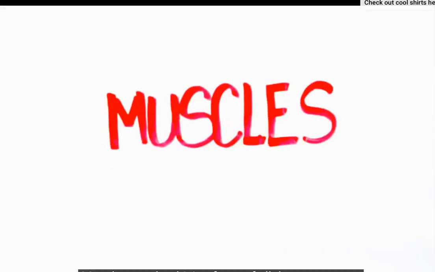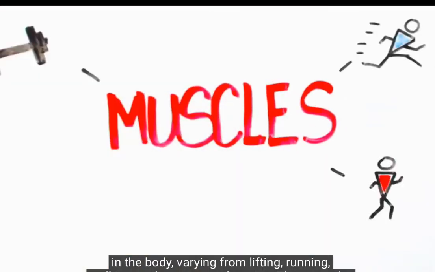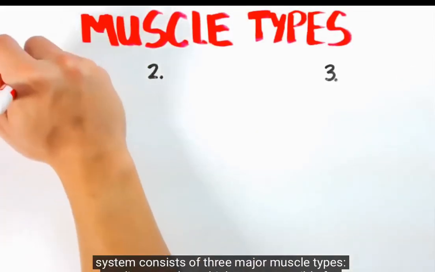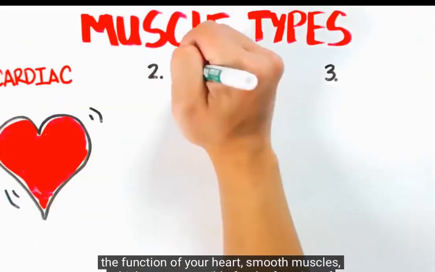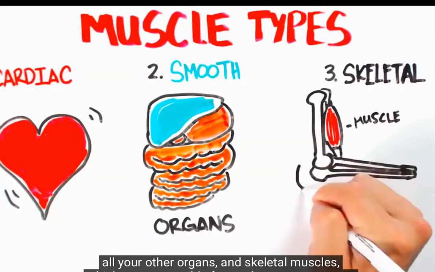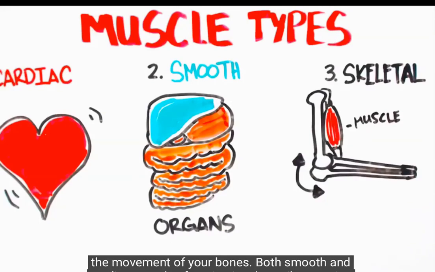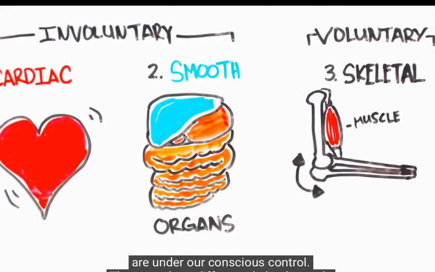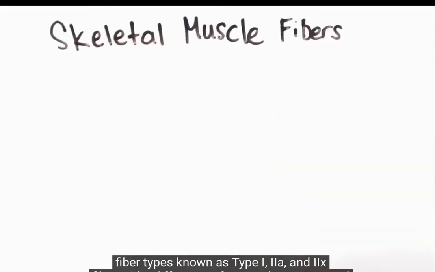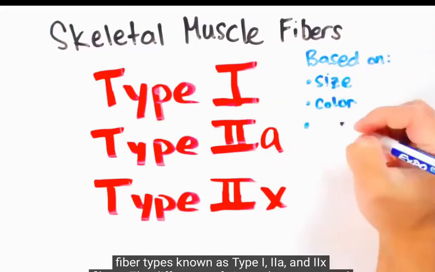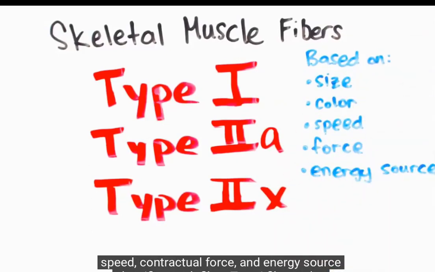Muscles are the driving force of all movements in the body, varying from lifting, running, walking, and even organ function. The muscular system consists of three major muscle types: cardiac muscles, which are responsible for function of your heart, smooth muscles, which are responsible for the function of all your other organs, and skeletal muscles, which are responsible for, as the name suggests, the movement of your bones. Both smooth and cardiac muscles function involuntarily, meaning they operate by themselves. Skeletal muscles, on the other hand, function voluntarily and are under our conscious control. There are three different skeletal muscle fiber types, known as type 1, type 2A, and type 2X fibers. The difference of size, color, contractual speed, contractual force, and energy source classifies each fiber.